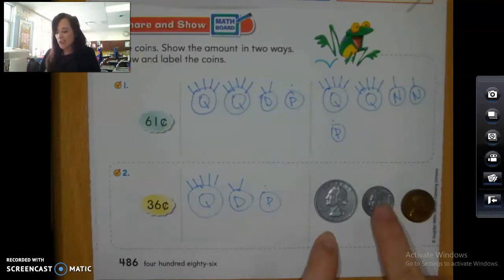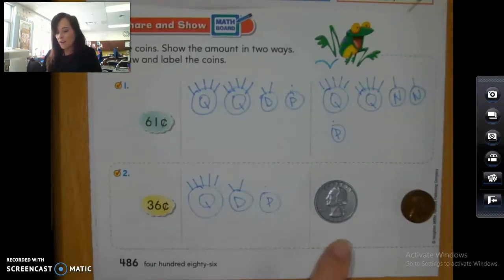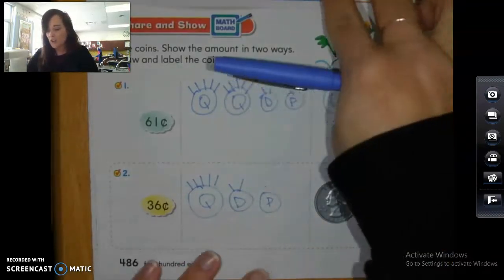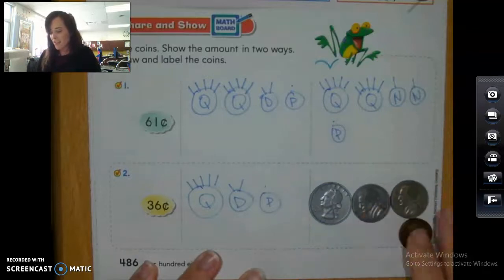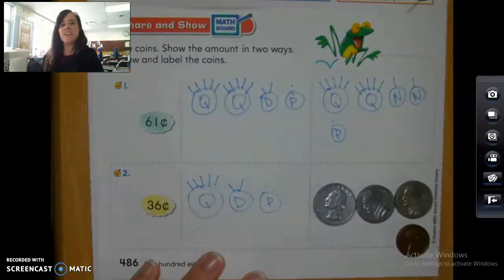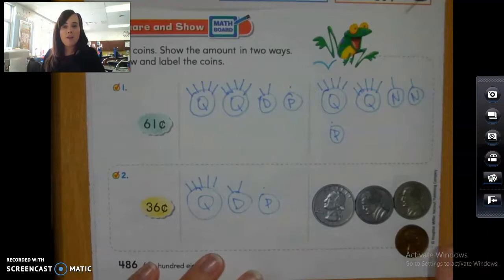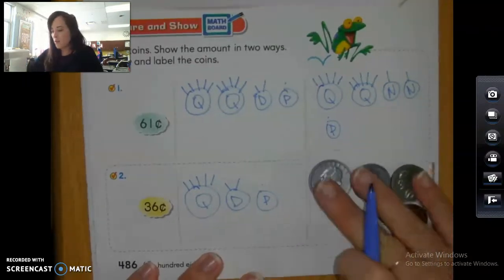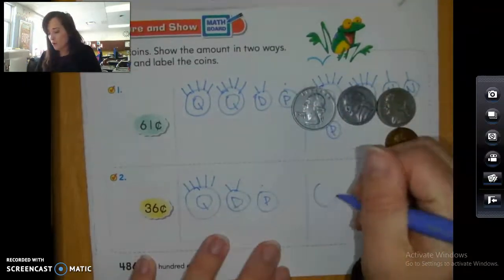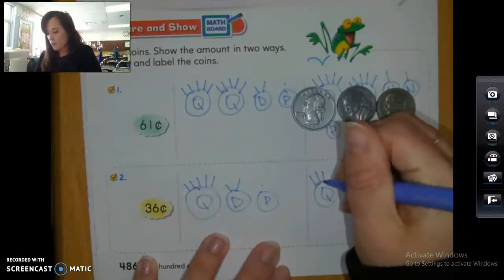We just have to find a set of coins that equals that same amount. But since we just traded out this dime, I'm going to take this dime back again. And I know that 2 nickels equals 1 dime, right? That equals 10 cents, and that'll be my second way. So I'll slide that up. I'll draw my quarters. 1, 2, 3, 4, 5.